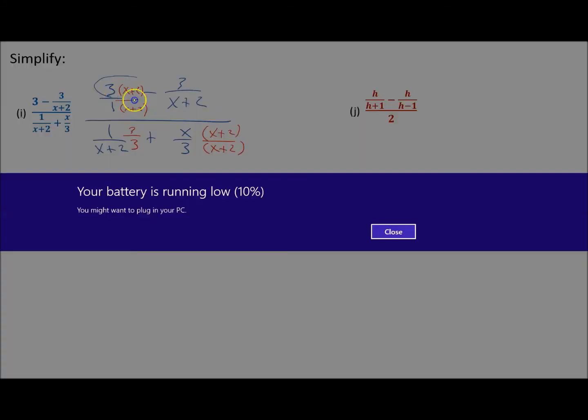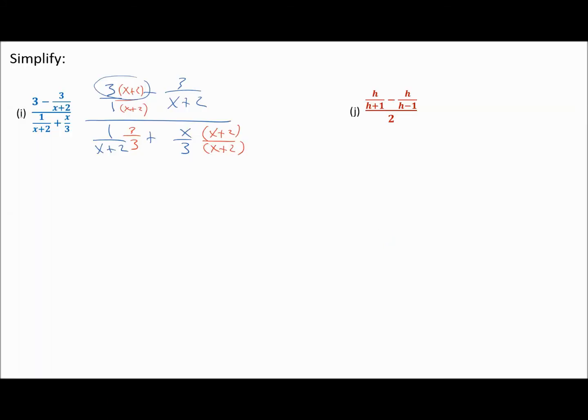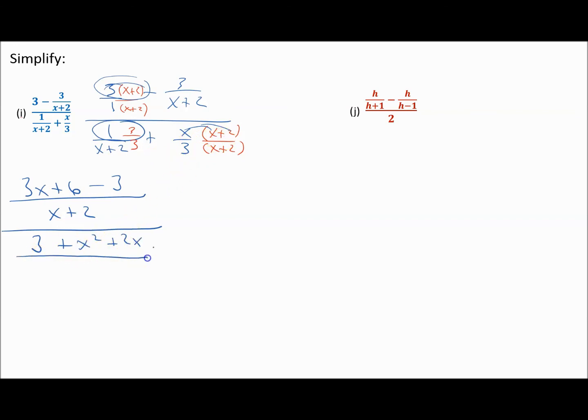Okay? Now, I'm going to simplify all of this. Right here, 3 times x plus 2 is going to be 3x plus 6, minus, we didn't multiply the second fraction times anything, so minus 3 over our common denominator, which is x plus 2. So that handles the numerator for the moment. In the big denominator, I have 1 times 3 is 3 plus, now here I'm going to distribute, just like I did up here, x times x is x squared, x times 2 is plus 2x, and over that common denominator, which is 3 times x plus 2.